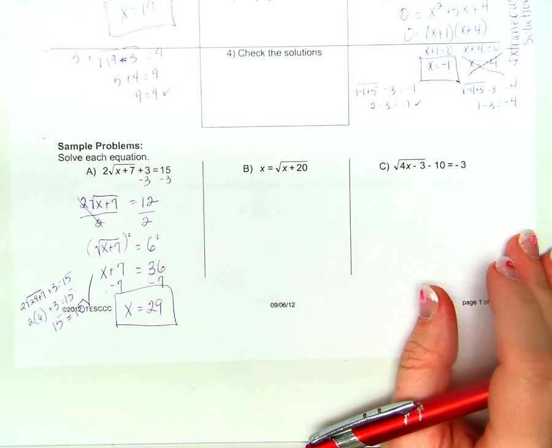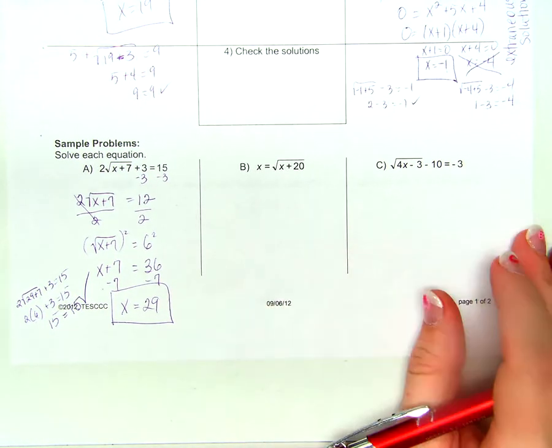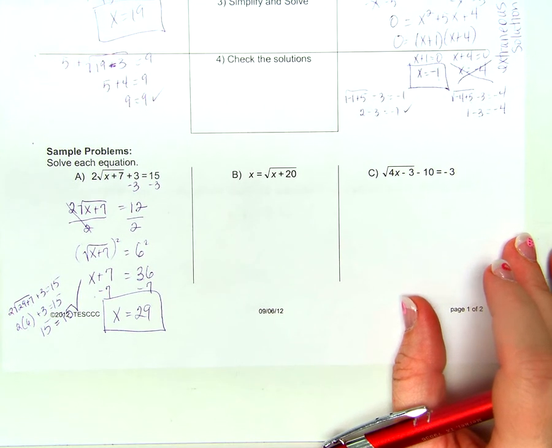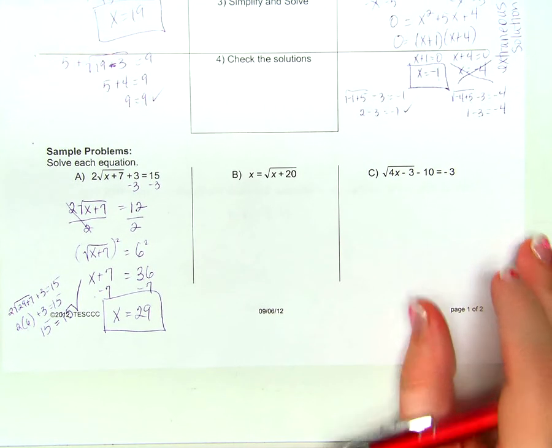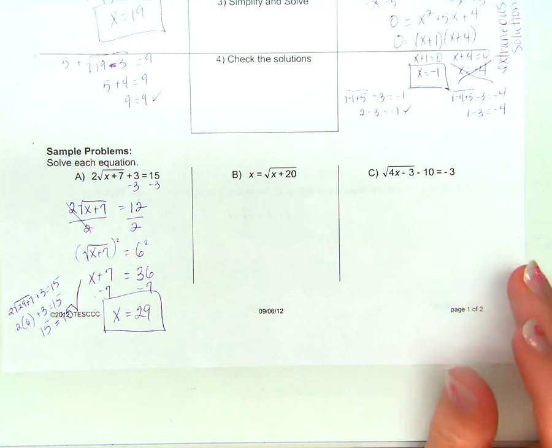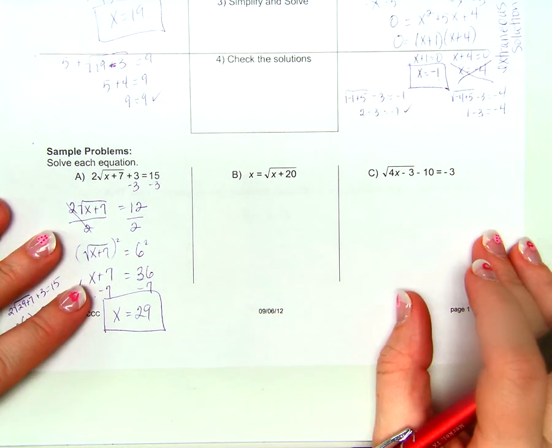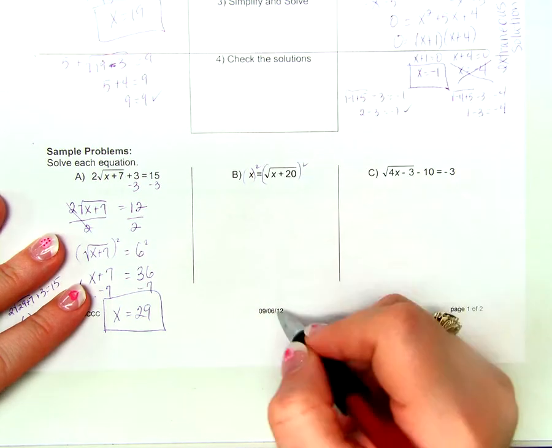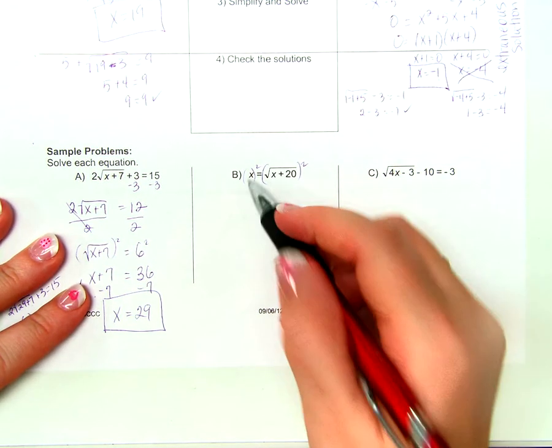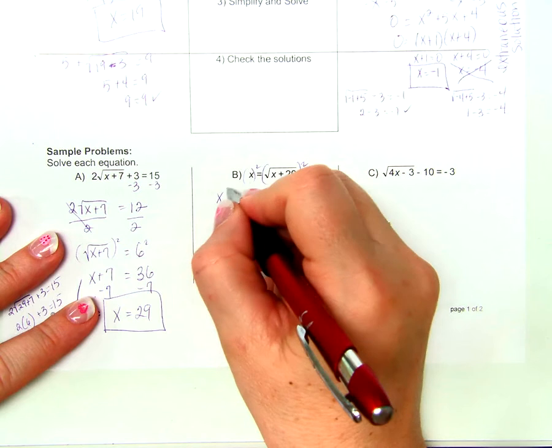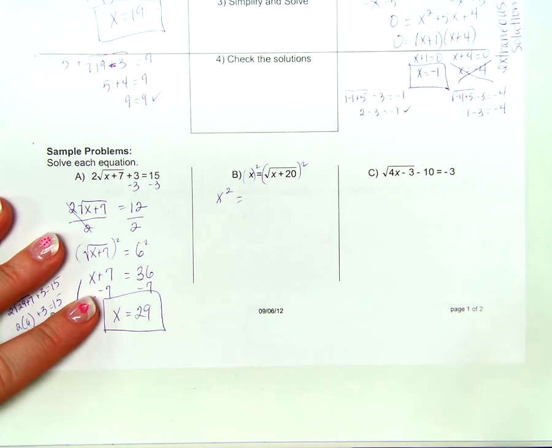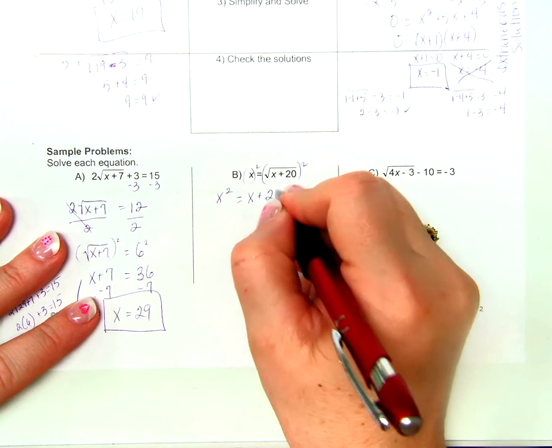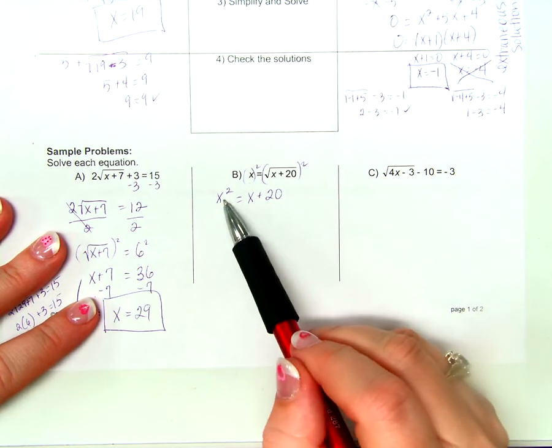Okay? What about B? Step number 1. Isolate the radical. Done. Right? It's isolated. Okay? Step number 2. Square both sides. Squared. Squared. What do I get when I square x? X squared. You guys are geniuses. What do I get when I square the right-hand side? X plus 20. What kind of equation does this now become?